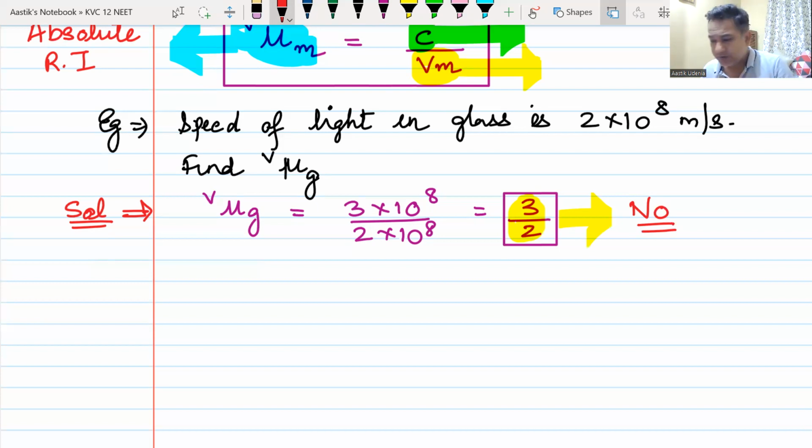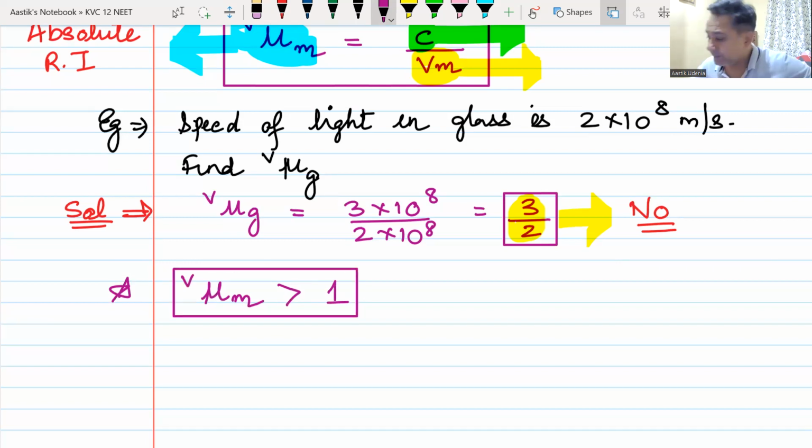Light is fastest in vacuum. It cannot be faster than this. So, an important point: absolute refractive index of any medium with respect to a vacuum will always be greater than 1. Do we understand this? Important point. It might come as a straightforward knowledge based question in your NEET. Absolute refractive index of any medium with respect to vacuum will be greater than 1, and the refractive index of vacuum is, my dear friend, 1. Do we understand this?